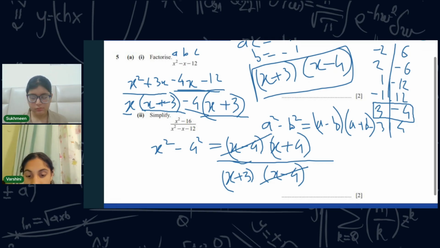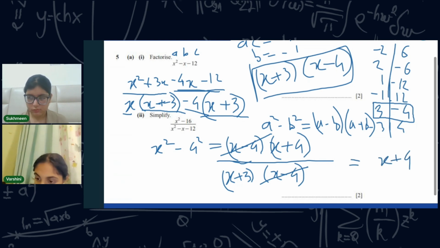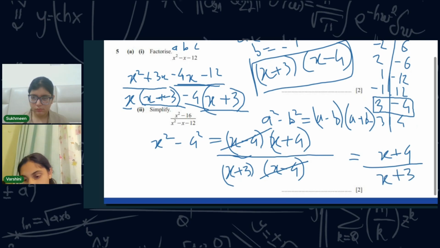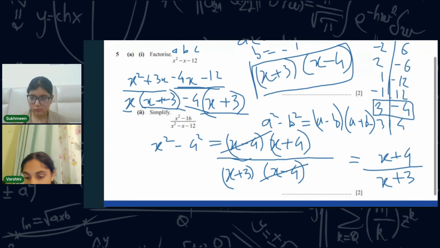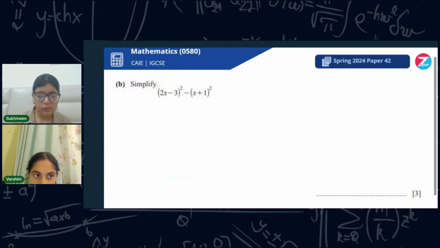So the numerator is being divided by x minus 4. So that's why you can take it out of the numerator. And so you're going to get x plus 4 divided by the denominator, which is now just x plus 3. And that is our final answer. And again, you can rewrite it inside the dotted line.